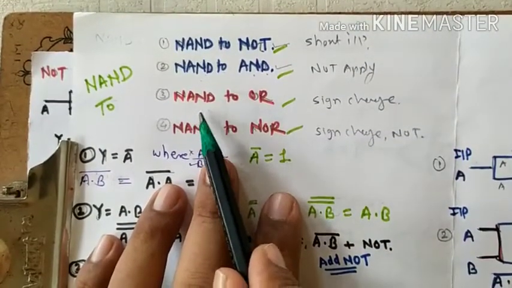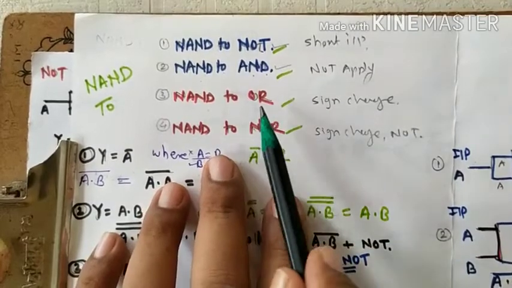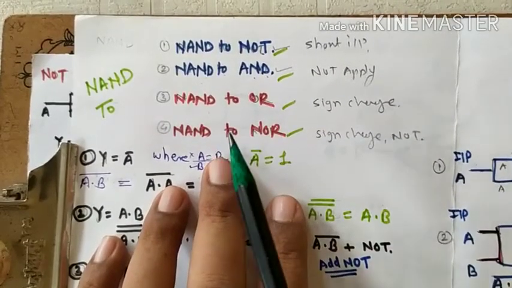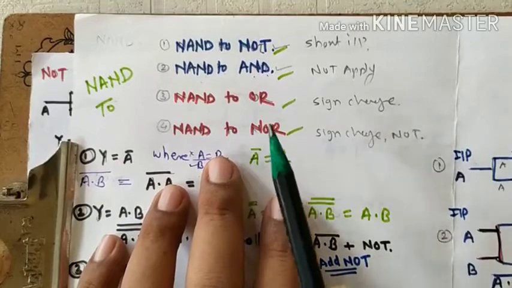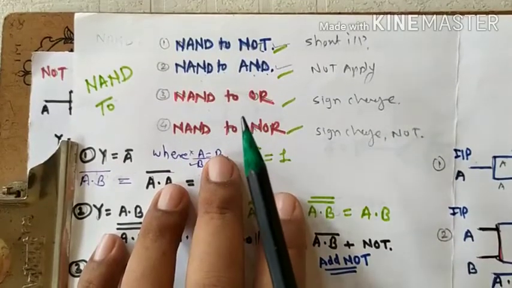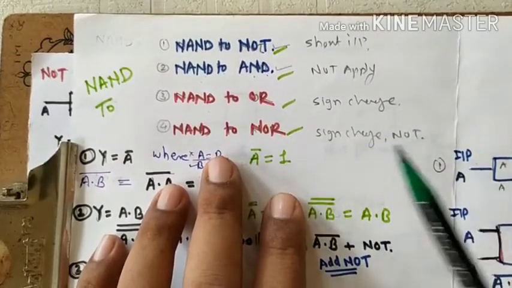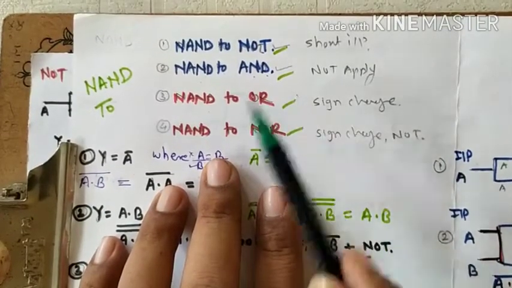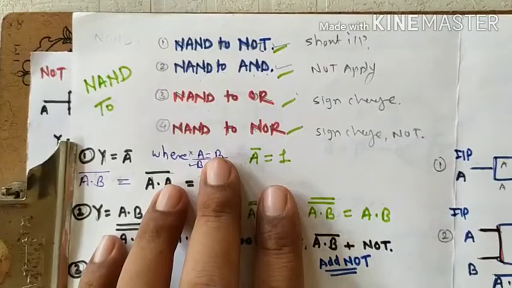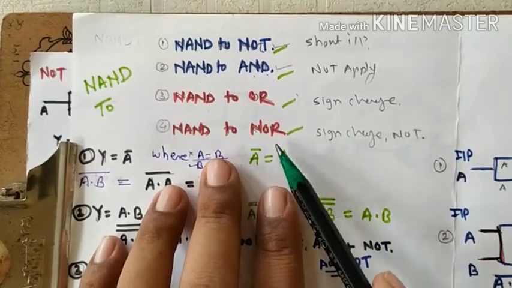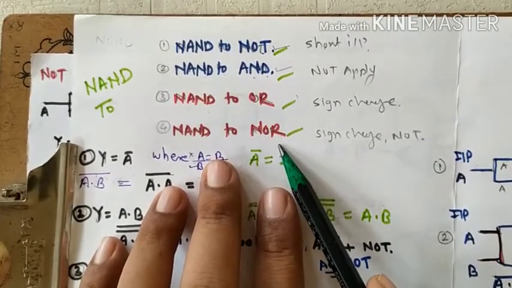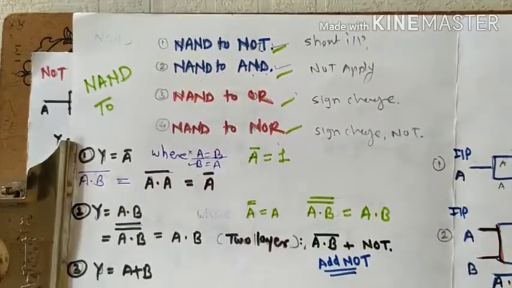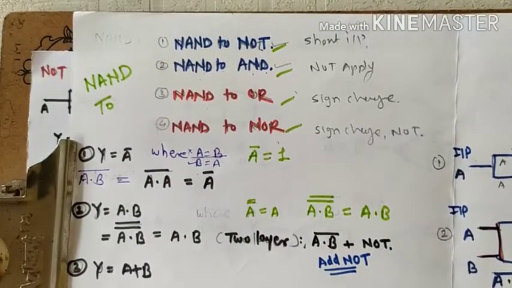And next, NAND gate to OR gate. Here you have to implement one A bar NOT, one B bar NOT. You join these both NOT gates into a NAND. So the output becomes an OR gate. And whatever you have implemented in this 3rd stage, you just connect one more NOT gate, so it will be NOR gate. So in this way you convert your NAND gate into NOT, AND, OR and NOR. Thank you very much.